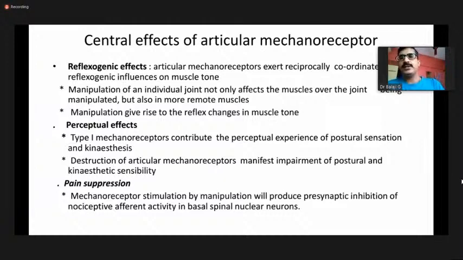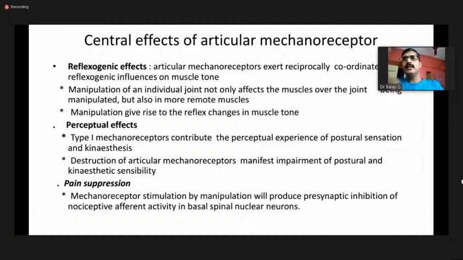What are the perceptual effects? Type 1 mechanoreceptors contribute to the perceptual experience of postural sensation and kinesthesia. Of the four mechanoreceptors we have seen, the first two are low threshold, slowly adapting. This is type 1, and it is responsible for postural sensation. Even if I close my eyes and bend my head, I can detect that my cervical spine is bending. Even with closed eyes, I can bring my elbow to 90 degrees of flexion. This is because of the type 1 mechanoreceptors.